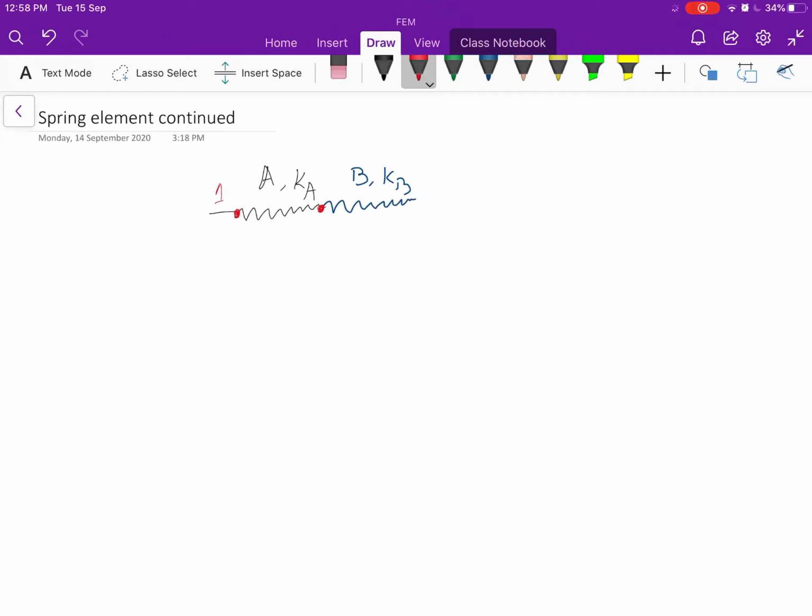this one is node 2, and this one is node 3, and the forces which are acting exclusively at these three nodes are small f1, small f2 and small f3 respectively. And because of the forces acting at these three nodes, let's say that the displacement at these three nodes are u1, u2 and u3 respectively.